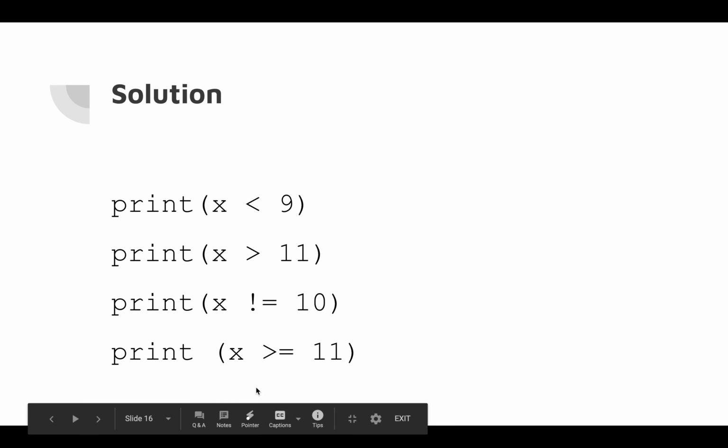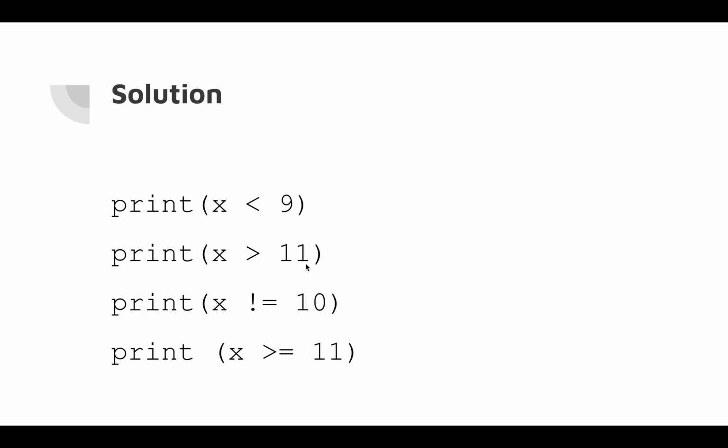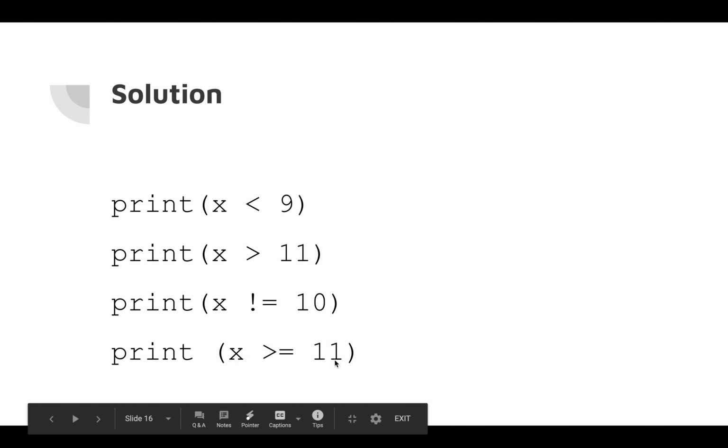These are just 4 examples. For example, if x is equal to 10, then obviously x less than 9 returns false. Similarly, x greater than 11 is clearly false as well. And if x is not equal to 10, since x is literally 10, that returns false. And x at least 11 returns false as well.